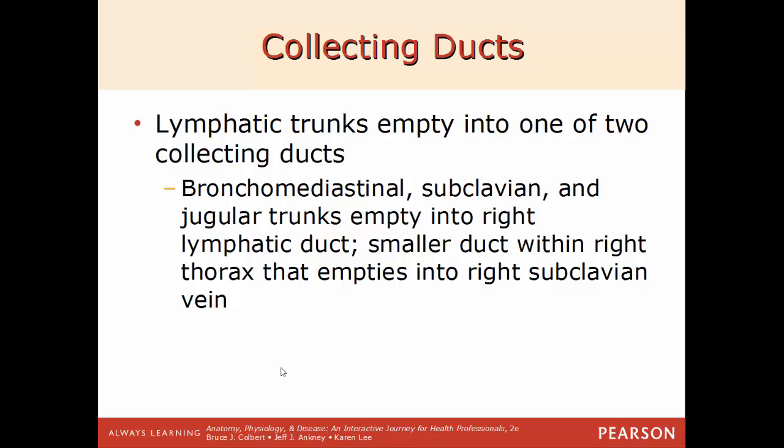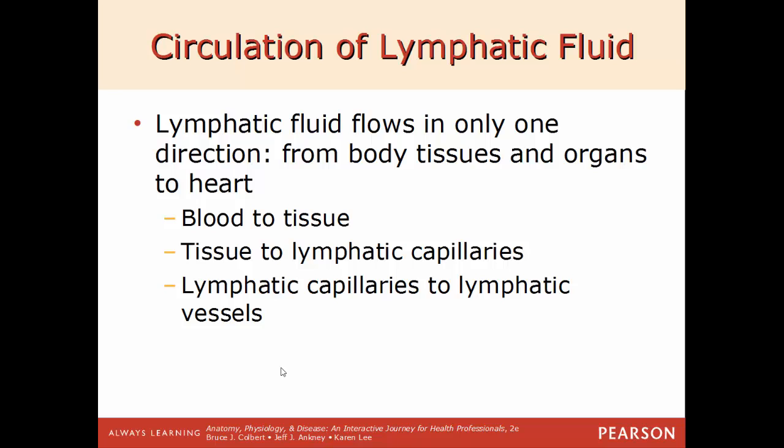So this duct only drains lymph from the right side of the face, the right side of the chest, and part of the right arm. Everything else in your body drains into the thoracic duct. Now, lymphatic fluid flows only in one direction, from the body tissues and organs back to the heart.